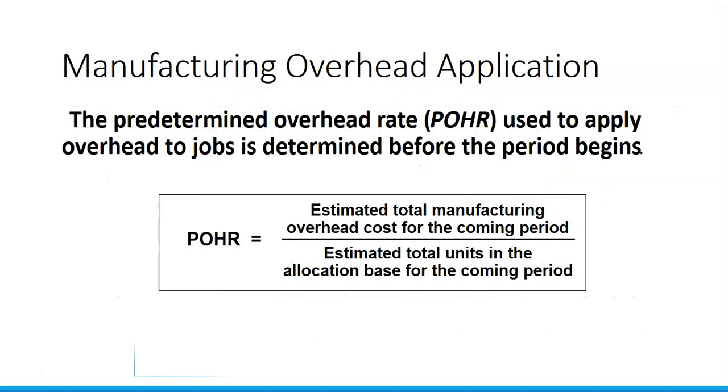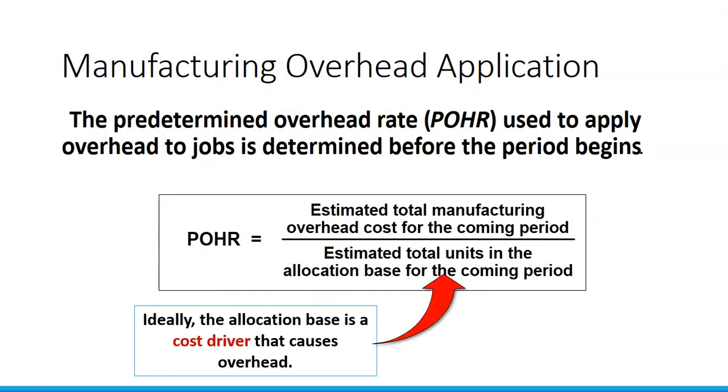entire year. The calculation to determine the manufacturing overhead rate is the total overhead cost for the upcoming period divided by the total units in the allocation base, or the cost driver. So what this would be is if our cost driver or allocation base is direct labor hours, then we would have the total overhead divided by our budgeted number of labor hours for the next period.